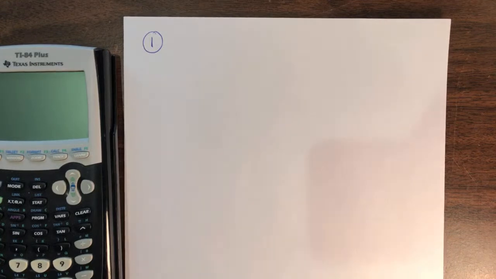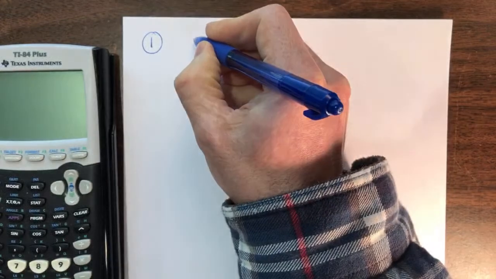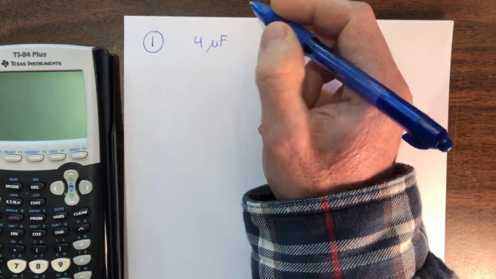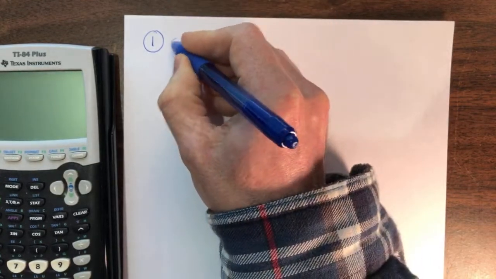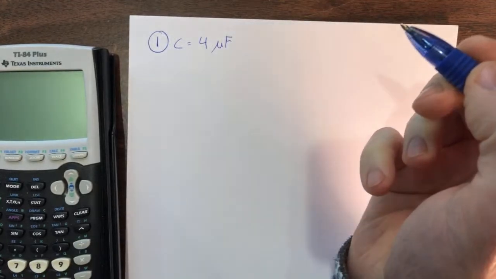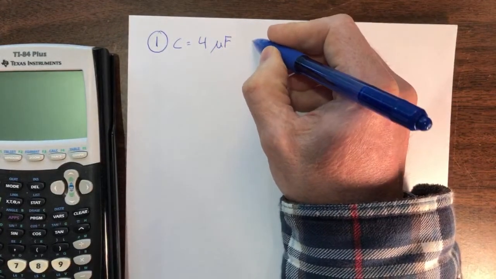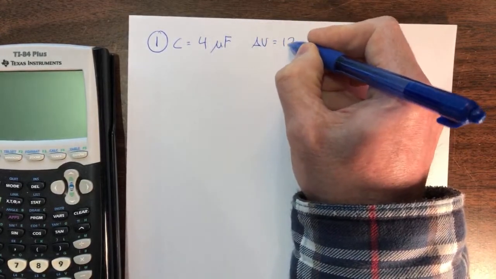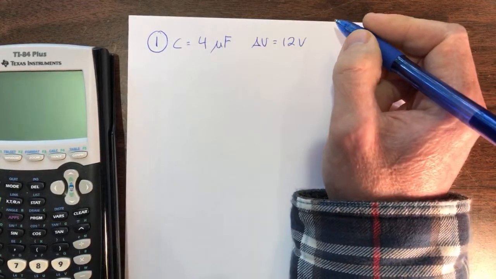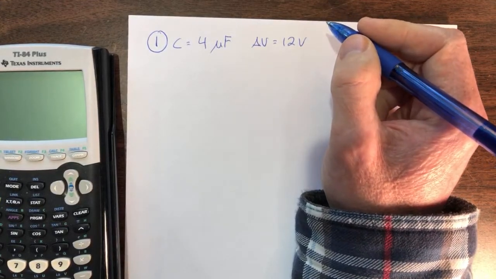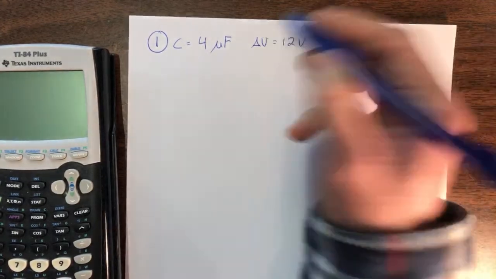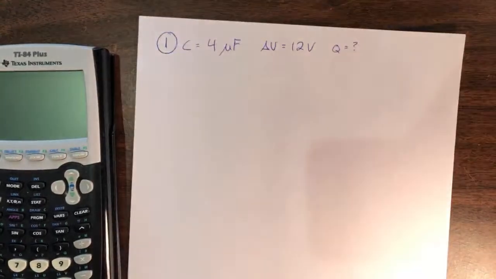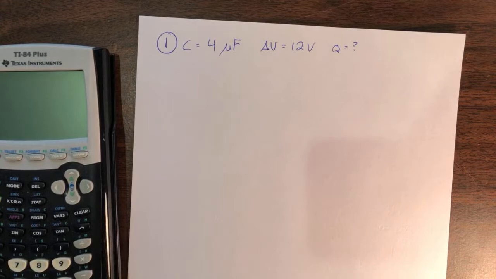We have a 4 microfarad capacitor, and so that's going to be the capacitance of this particular capacitor. It's connected to a 12-volt battery, so that's going to be our voltage in this case, 12 volts. And we want to know what is the charge on each plate of the capacitor. All right, and so what we're solving for, the charge on each plate, is going to be Q. And remember, the charge on each plate should be the same in all of these cases.